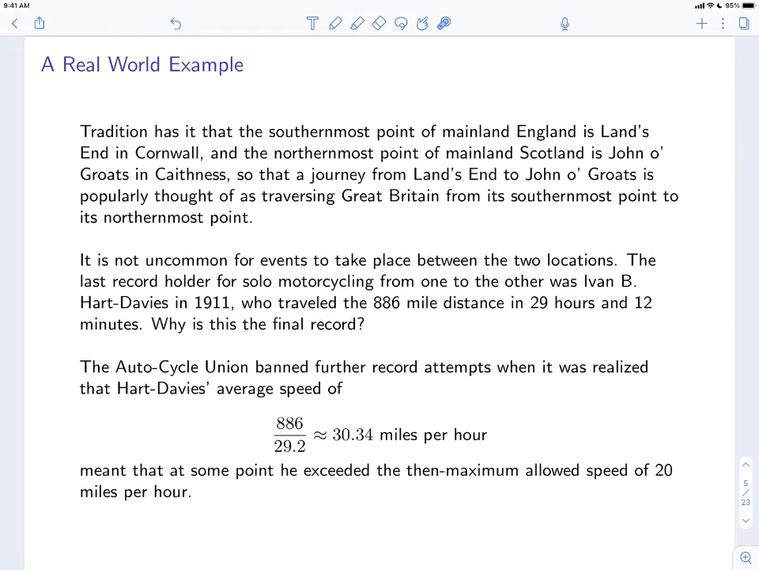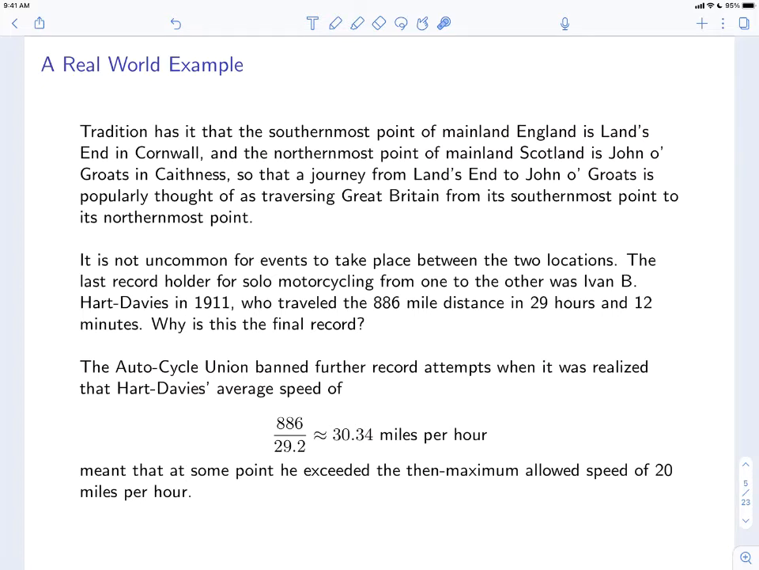Let's look at a real-world example. Tradition has it that the southernmost point of mainland England is Land's End in Cornwall, and the northernmost point of mainland Scotland is John O'Groats in Caithness, so that a journey from Land's End to John O'Groats is popularly thought of as traversing Great Britain from its southernmost point to its northernmost point.